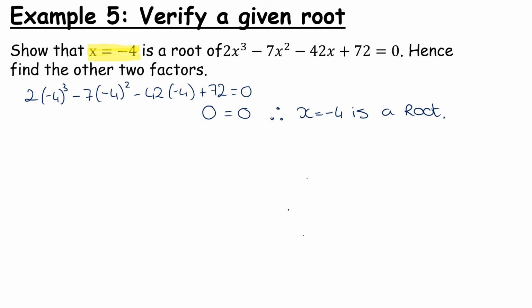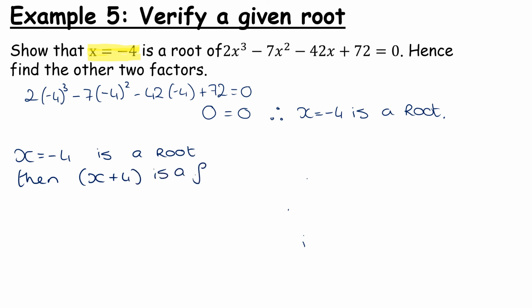So an alternative method of the first part to show that x minus 4 is a root is if we said x equals minus 4 is a root, then x plus 4 is a factor. And this is very important for you to understand how we get from being a root to a factor.